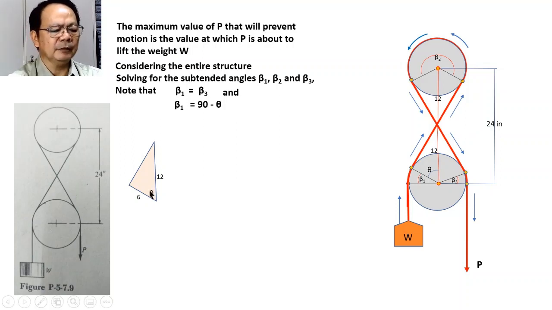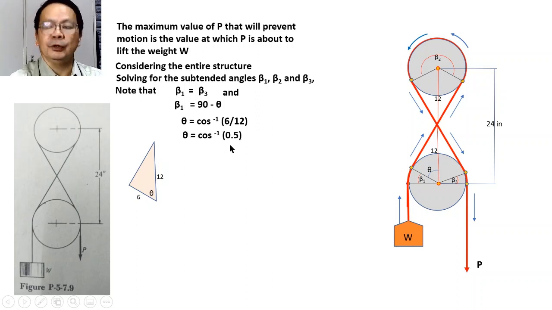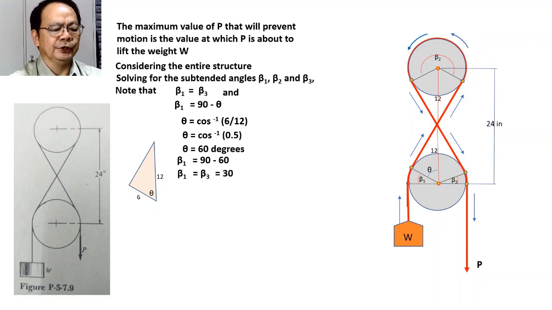And this theta can be defined by these two sides, so that theta shall be equal to arc cosine of 6 over 12. Or simplifying, theta is equal to arc cosine of 0.5. Solving for the angle theta, theta shall be equal to 60 degrees. And therefore, if this will be substituted here, we can solve for beta, and beta becomes 30 degrees.